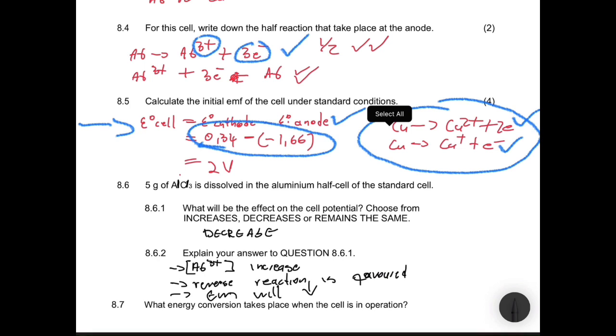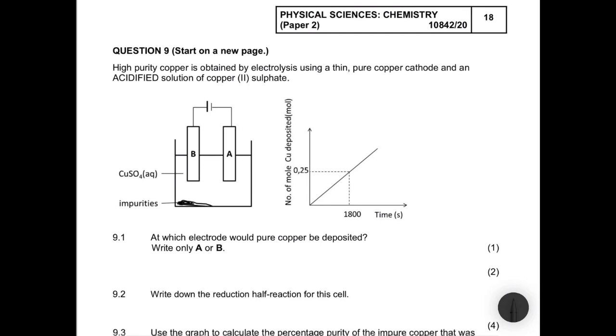8.7 says what energy conversion takes place when the cell is in operation. For a galvanic cell, we convert chemical energy to electrical energy. And then for an electrolytic cell, we convert electrical energy to chemical energy. Copper is obtained by electrolysis using a thin, pure copper cathode and an acidified solution of copper sulfate, clearly demonstrated on our schematic. And then 9.1 says, at which electrode will pure copper be deposited? Write only A or B.